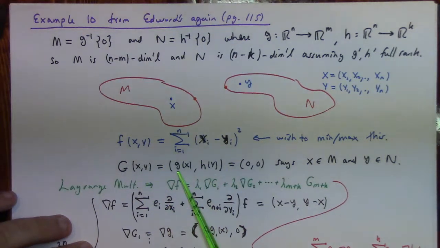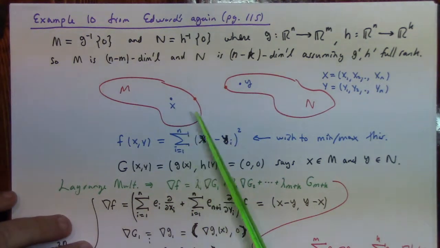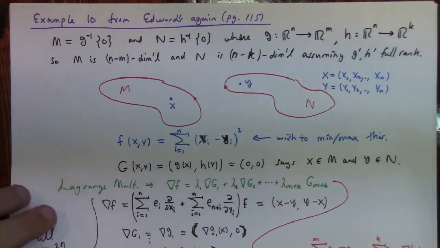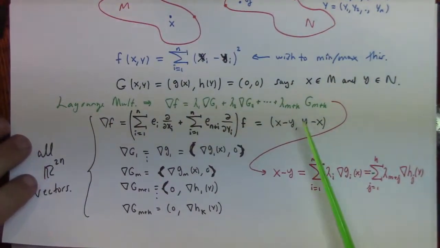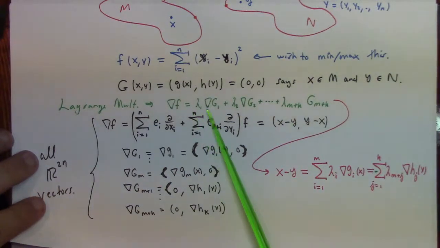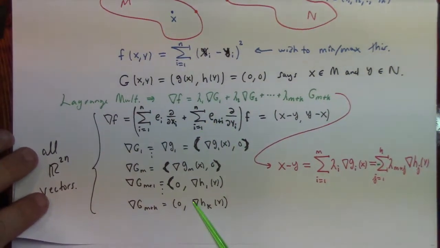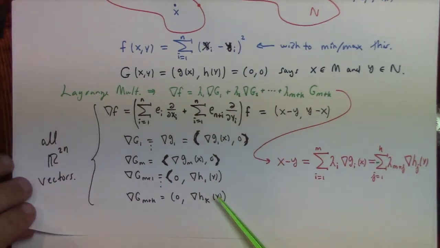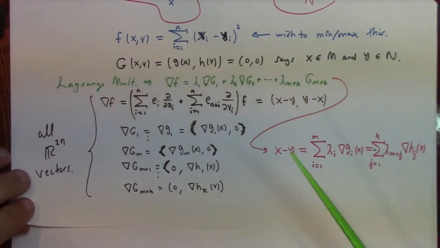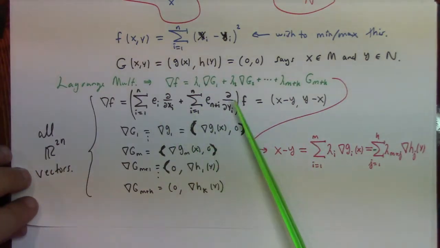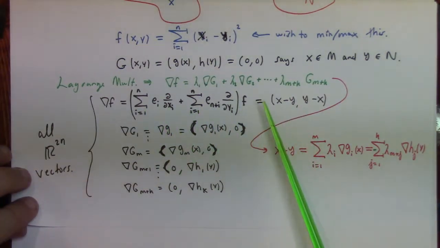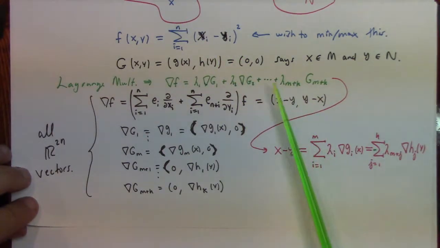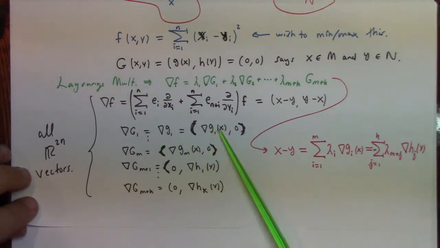Our constraints are that g of x is 0 and h of y is 0. That means that x is on M and that y is on N. Beautiful. Lagrange multipliers, here there are m plus k of them. You calculate them, and this is a straightforward calculation. It's quite understandable once you get used to this stuff. So you calculate the gradient of f, it just works out to x minus y and y minus x. Short calculation, very natural.